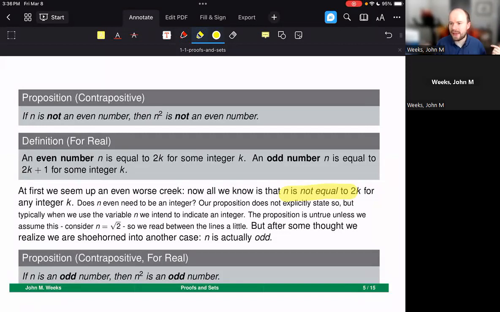But once we think about n being an integer that is not even, well, then there's only one other case, which is that n is odd. And that's exactly where we get to the way that we write the proposition in a way that's a bit more useful. If n is an odd number, then n squared is also an odd number. Once we get a definition that makes sense for odd numbers, which is that n is equal to 2k plus 1 for some integer k, we now have something that allows us to mathematically manipulate what's going on here. And we can finally start making a proof.